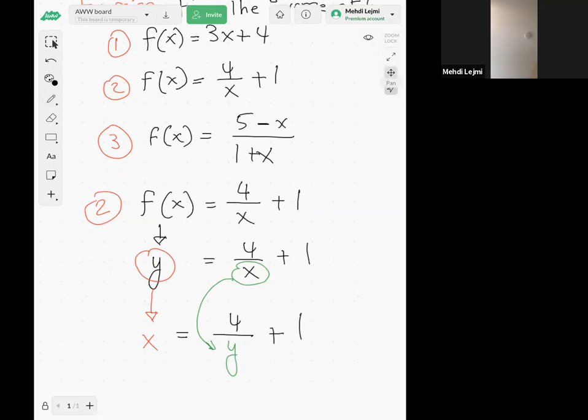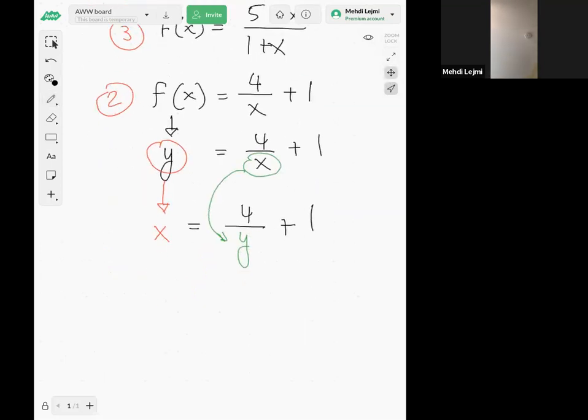Now we have to solve for y, right? So what we can do is, when I solve for y, you can subtract 1 here, subtract 1 here.